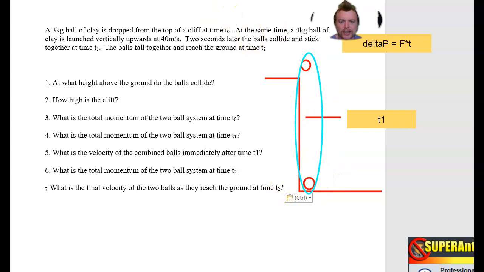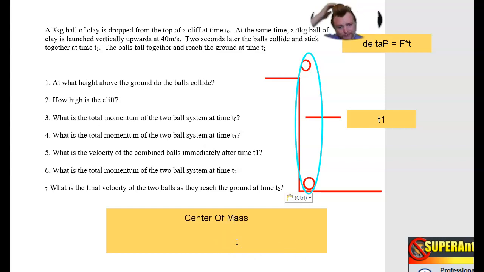Another really interesting thing that we do want to be able to kind of wrap our head around, we didn't really talk about it at length. We talk about center of mass, all right? And so, as you might imagine, I have a 4 kilogram ball at the bottom, a 3 kilogram ball at the top. The center of mass is going to be somewhere at the start closer to the 4 kilogram mass.